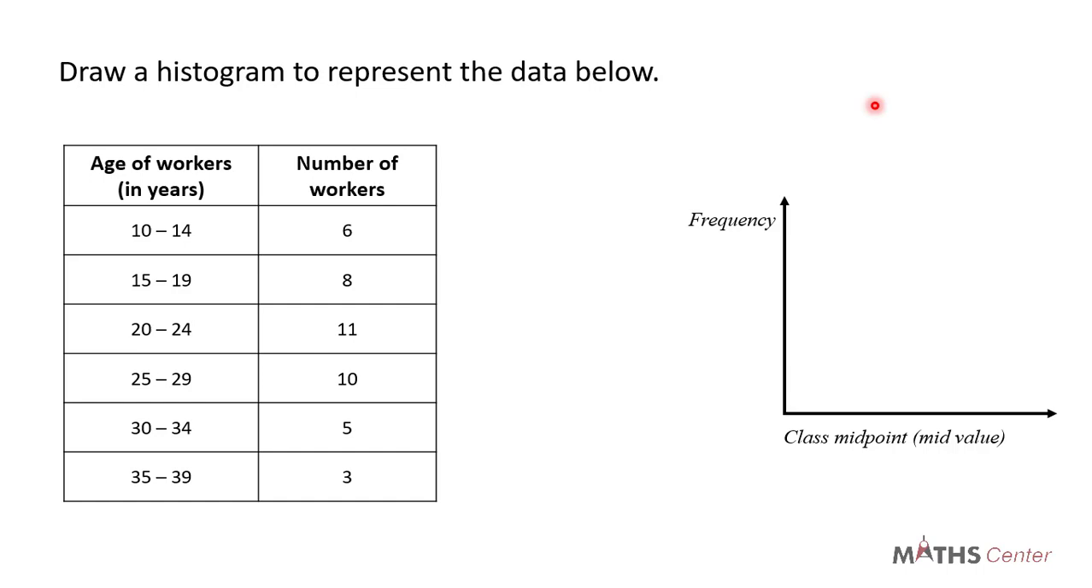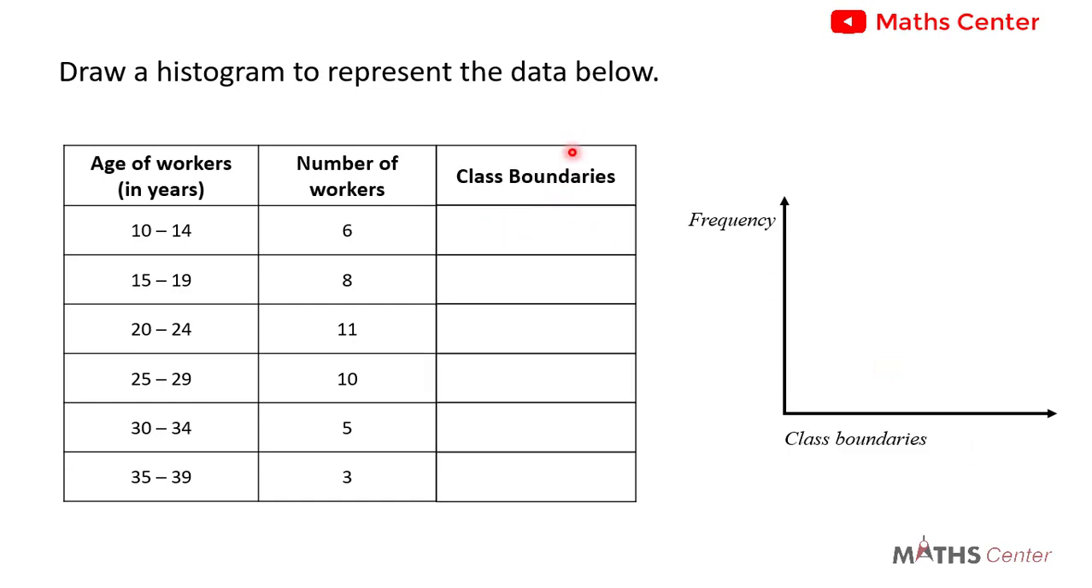Welcome back. In the previous video, we drew a histogram for the data we have here by using the class midpoint or the class mid value on the horizontal axis. In this video, we are going to draw the histogram again, but this time we will use the class boundaries on the horizontal axis. So I'll bring a new column that will contain the class boundaries.